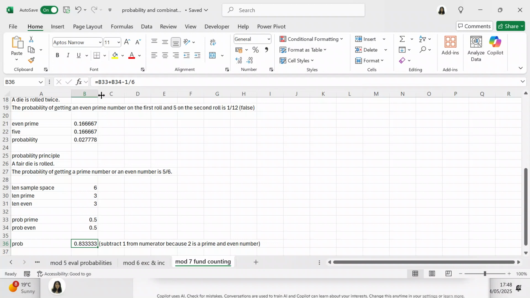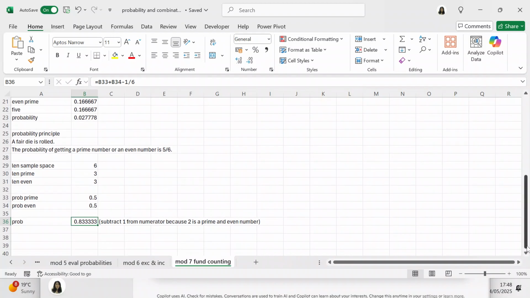And so basically that equals B33 plus B34 minus 1/6. And you have to subtract 1/6 because 2 is an even number and it's also a prime number, so you have to subtract one of those. And when you subtract one of those, you get 5/6 as the outcome, which is 0.83333.